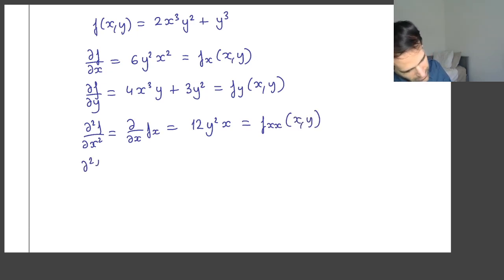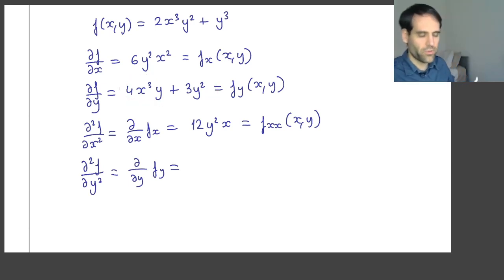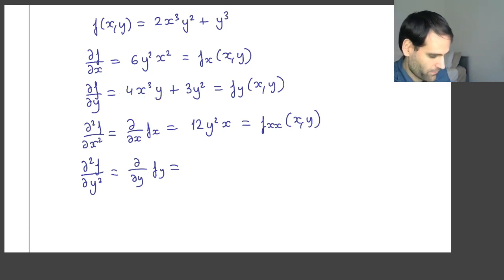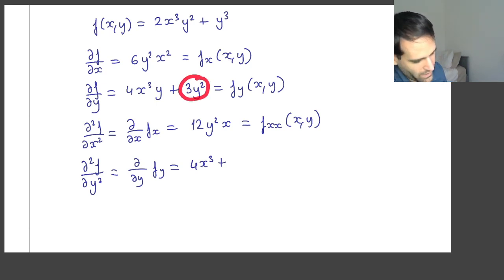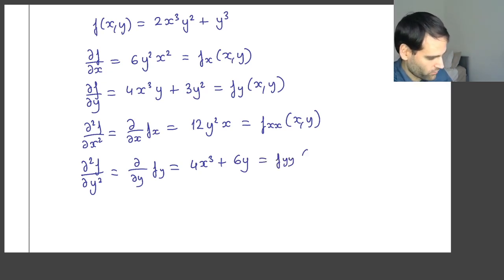Next, the second order partial derivative with respect to y, which is the partial with respect to y of the function f y, which is this function here. So we need to do a partial derivative with respect to y. So this is all a constant multiplied by y, and therefore the derivative is just this constant. So it's 4x cubed. And then plus the derivative of this with respect to y, so that's just 6y. Okay, and this will be f yy, which is a function of x and y.